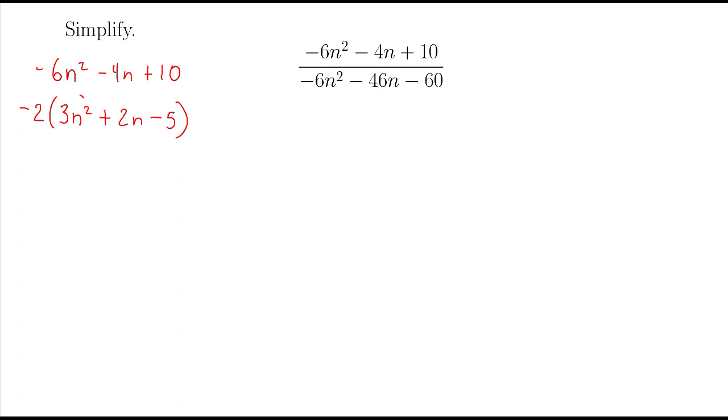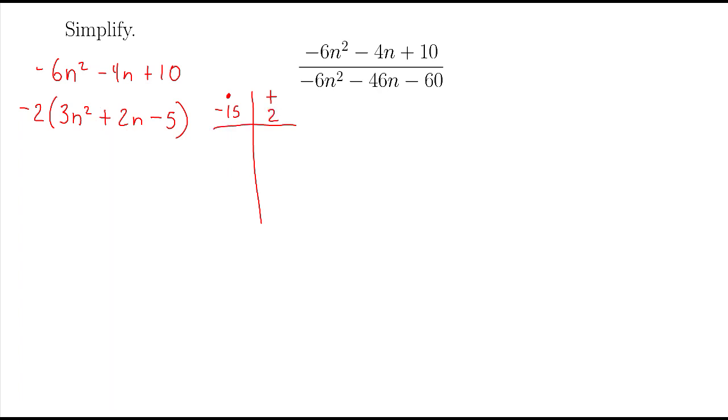Since there's not an understood 1 in front of this n squared, it's a 3 instead, we have to factor this with the AC method using the full set of steps. I need two numbers that multiply together to be negative 15, the product of 3 times negative 5, but add together to be the middle number, 2.